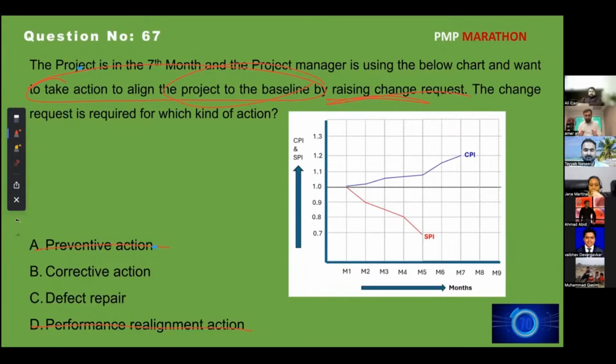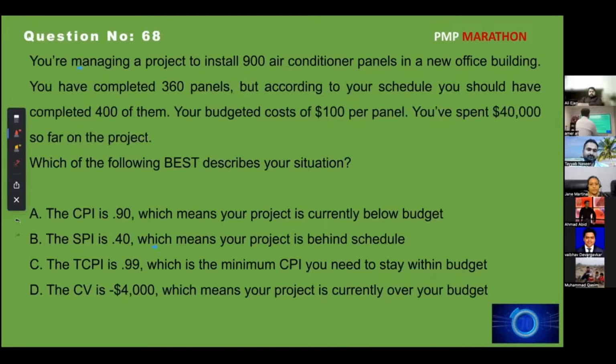Yes, sir. Okay. So guys, this is a good question actually. Okay. So you are managing a project to install panels. You have completed 360 panels, but according to your schedule, you should have completed 400. So we are behind the schedule. That is one thing for sure.